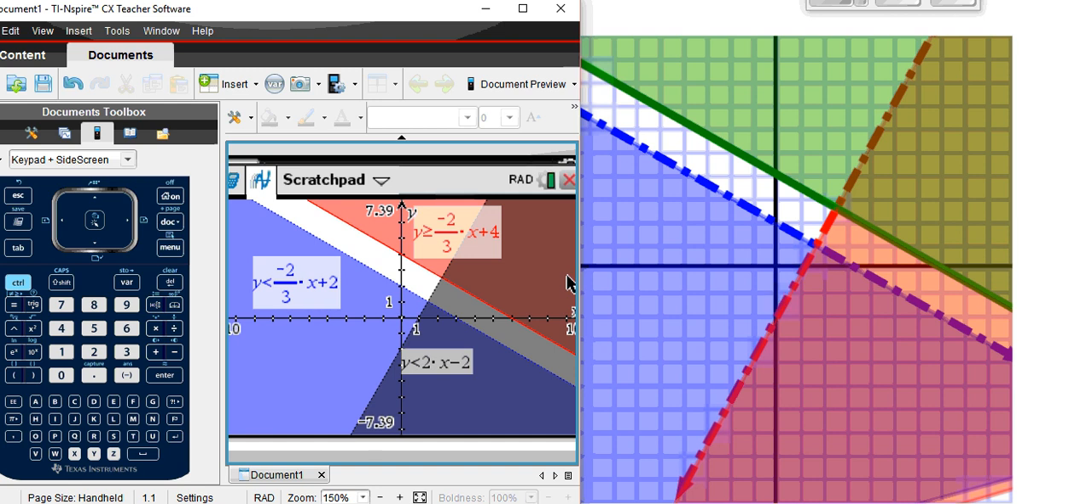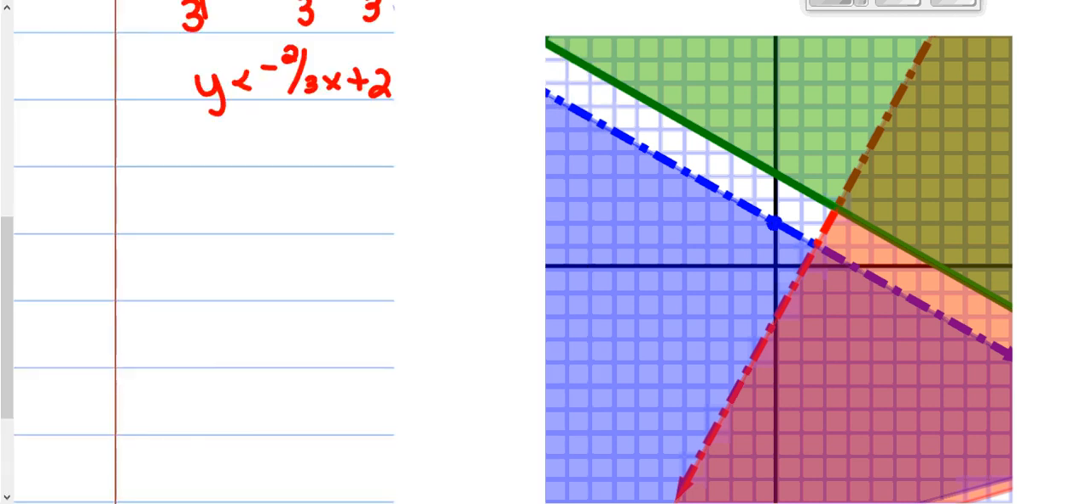The first inequality that we had was y less than negative 2/3 x plus 2. So less than is dotted. It's up at plus 2, so that's right here. Let's label that one, y less than negative 2/3 x plus 2. It is less than, so it shades below. Go ahead and put your arrows there.